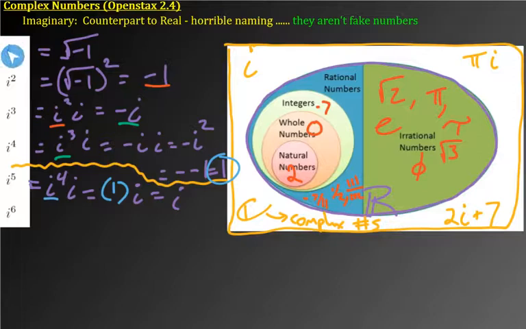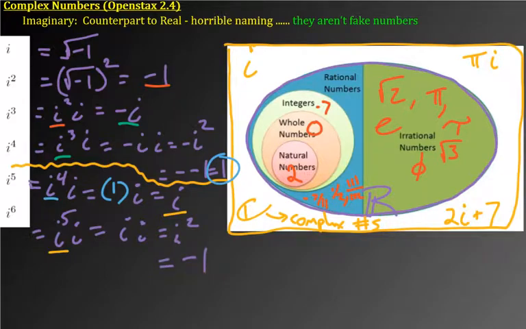It's just back here. If I go one more time, i to the sixth is i to the fifth times an i. Well, we just said i to the fifth was i. So we're just going to swap that out. And then i times i is i squared. But we also just said i squared up above was -1, right? i squared is -1. i to the fifth is i right there.